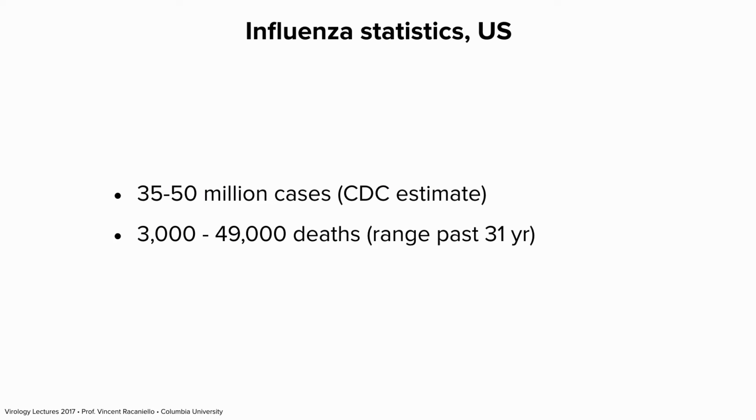So here are some numbers just so you understand what we're dealing with. These are yearly estimates, 35 to 50 million cases a year. We don't obviously diagnose every case of influenza, but we can get a sense by sampling all over the country how many we have, then we can extrapolate. And in the past 31 years, the number of deaths every year has ranged from 3,000 in a low year to 49,000 in a high year.